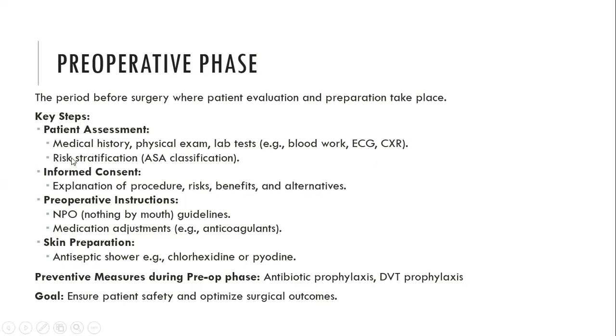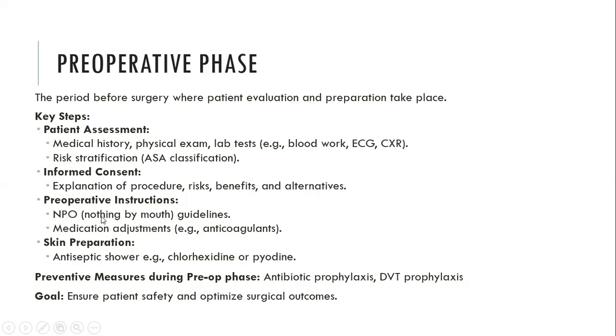And again, in the patient assessment, risk stratification according to the ASA classification is also evaluated, to see which patients will benefit and which patients have a greater risk of any kind of complication. Secondly, informed consent is taken from the patient, in which the patient is explained the procedure of the surgery, its risks and benefits, and any alternatives to the surgery. And preoperative instructions are very important in the preoperative phase.